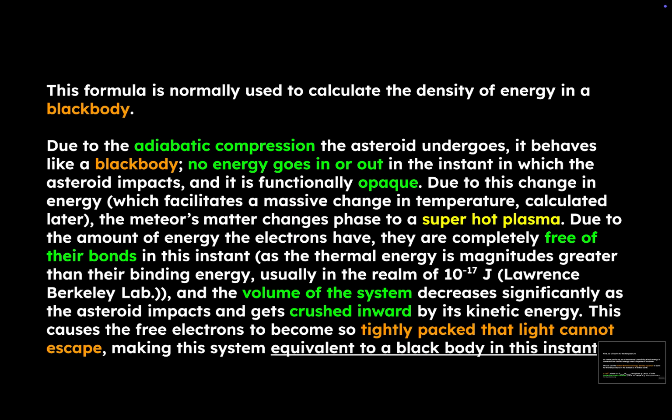Due to this change in energy, which facilitates a massive change in temperature calculated later, the meteor's matter changes phase to a superhot plasma. Due to the amount of energy the electrons have, they are completely free of their bonds in this instant, as the thermal energy is magnitudes greater than their binding energy, usually in the realm of 10 to the negative 17th joules. And the volume of the system decreases significantly, as the asteroid impacts and then gets crushed inward by its kinetic energy. This causes the free electrons to become so tightly packed that light cannot escape, making this system equivalent to a black body in this instant.